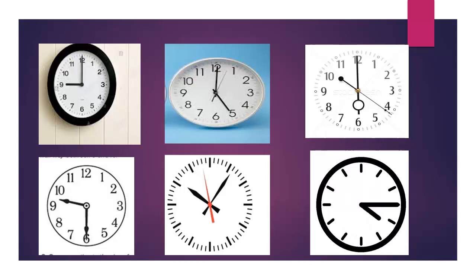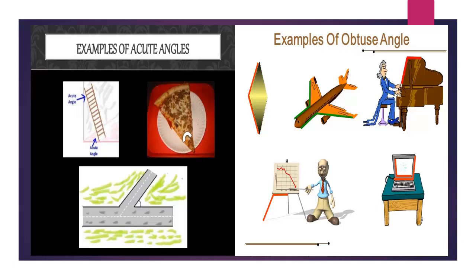Now here we consider 9:30, so this will be the reflex angle. 10 to 6, so this is an acute angle, and here this is a complete angle where there is a full rotation. You can see an acute angle when you eat a piece of pizza, when you have a ladder over here, and when you use the set square. The angle formed, children, is an example of an acute angle in daily life.